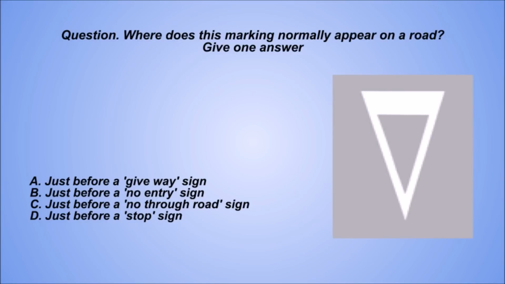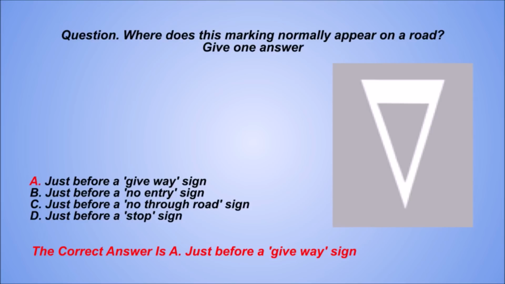Question: where does this marking normally appear on a road? Give one answer. A. Just before a give way sign. B. Just before a no entry sign. C. Just before a no through road sign. D. Just before a stop sign. The correct answer is A.